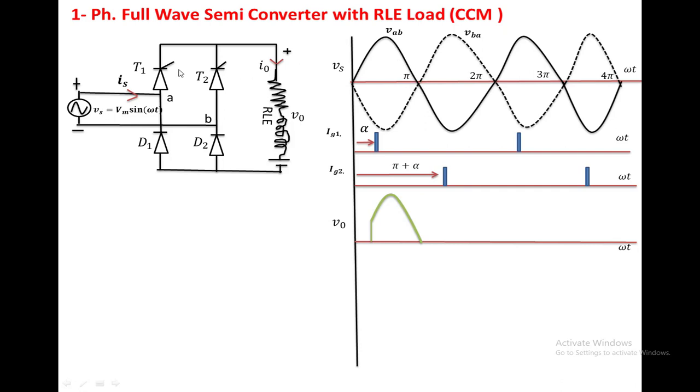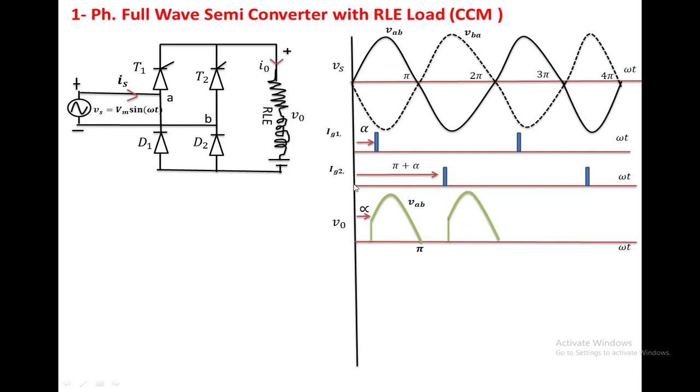After pi, T1 is forced to conduct because of the inductance, whereas the input voltage changes: A becomes minus and B becomes plus. With this polarity D2 will be off and D1 will be forward biased. On the same leg, two devices are conducting, T1 and D1. This simply makes a short across the load. Now the load current passes from the load through D1, T1, and again to the load. In this interval, the voltage across the load becomes 0 up to pi plus alpha.